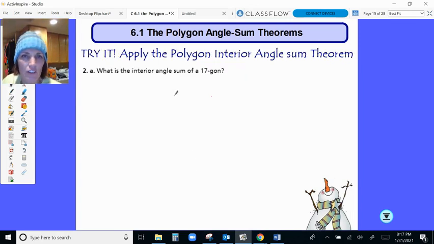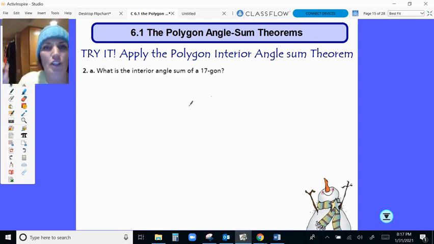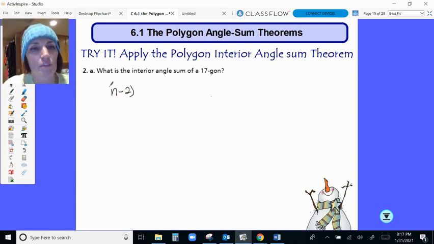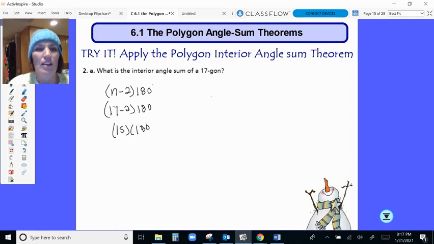Okay, what is the interior angle sum of a 17-gon? So we're going to use the sum formula: n minus 2 times 180 degrees. So we're going to plug in 17 right here. So 17 minus 2 times 180. That will be 15 times 180. And what's 15 times 180? It's going to give us 2,700. That is a lot of angles. 2,700 degrees. Okay? All right.